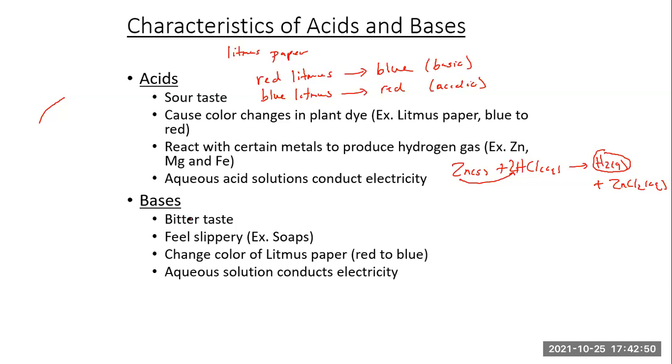Bases, on the other hand, have a bitter taste. They feel very slippery. Lots of soaps are bases. Drain cleaners, for example, are pretty much bases as well. They change litmus paper from red to blue, again, blue meaning basic. Also, strong bases will conduct electricity as well. And a lot of strong bases have hydroxide in them, so a lot of them have OH minus in the formula.